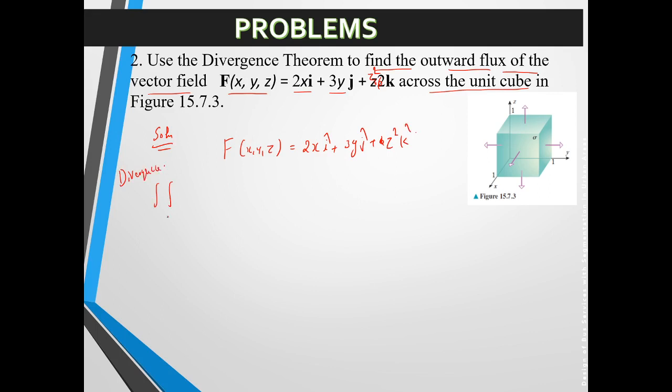Triple integral... double integral over sigma of F dot n dS is equal to triple integral over V of div F dV. So first we have to find out the divergence of F. Tell me, what is the divergence of F? Del by del x gives 2, plus 3, plus 2z.